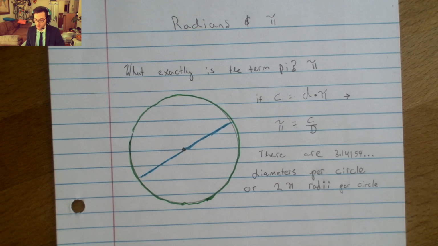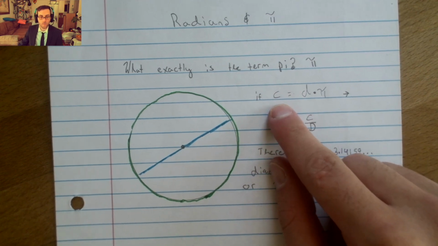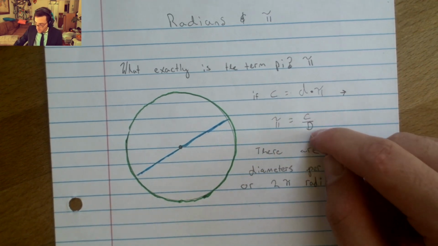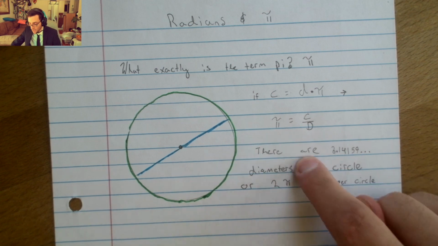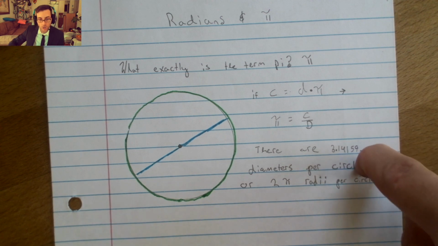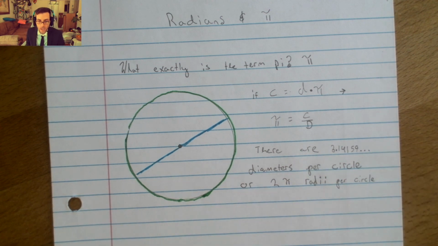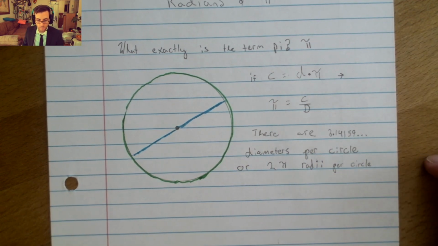The other way that we're able to show this mathematically, besides testing it with a piece of string or trying to peel apart a circle, is that if we use that simple equation of circumference, where the circumference is equal to the diameter times pi, and we divide the diameter on both sides, we end up finding that the value of pi is equal to the circumference over the diameter, or that there are 3.14159 diameters per every circle. Or if we're going to talk about a radius, which is our main focus today with radians, there's going to be 2 pi's worth of radii per circle.